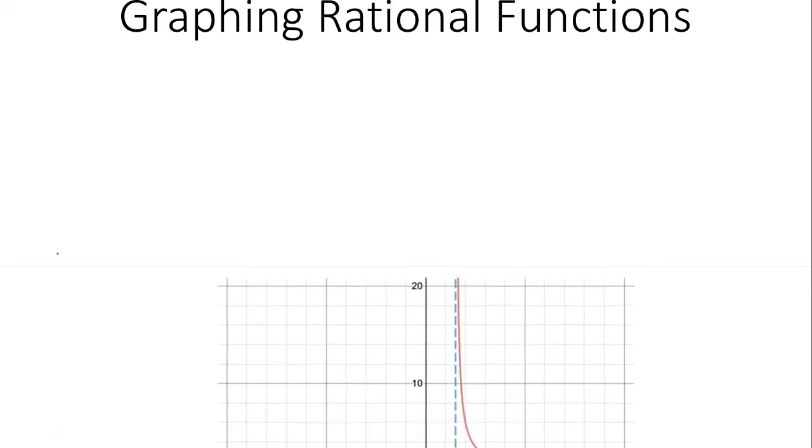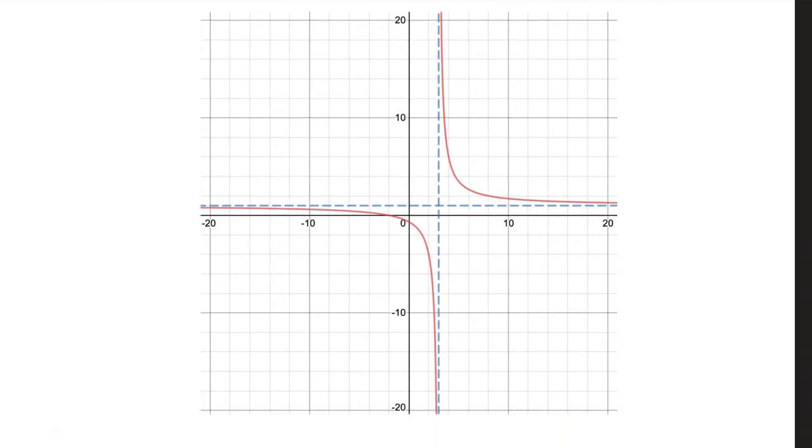So rational functions tend to have asymptotes to them based on parts of their equations. Okay, so this one has 2 asymptotes. In fact, there's one right here, right? You can see that dotted line. And that's a vertical asymptote. And then here's another, this is a horizontal asymptote.